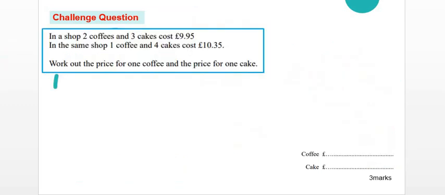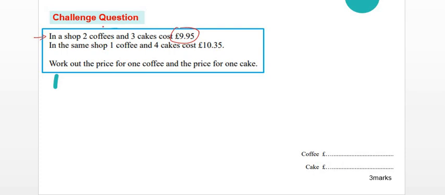Now let's see how we can solve the word problems using the elimination method. The main issue with word problems is that students do not know how to make the equations by reading these statements. If you read the first line of this word problem, it says in a shop 2 coffees and 3 cakes cost 9.95 pounds. Now we don't know the cost of the coffee. That means if you multiply 2 with the cost of the coffee and you multiply 3 with the cost of the cake, together you have to pay this amount, right?